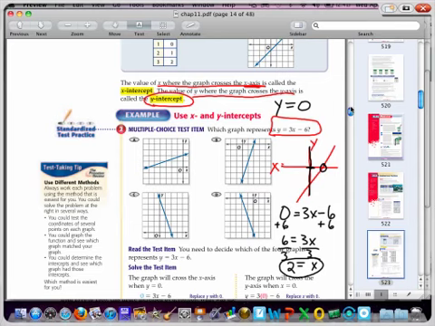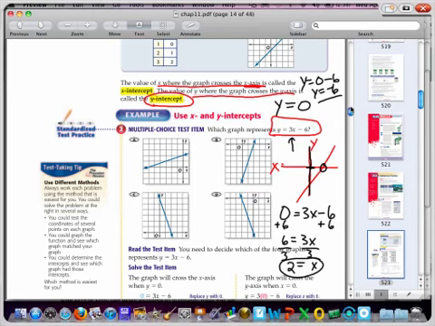We can do the same thing for y. To figure out the y-intercept, what do you think we're going to do? We're going to put x at 0, because that's where that happens. So if I put in 0 for x, I get y equals 0 minus 6, or y equals negative 6. So my y-intercept is going to be negative 6.